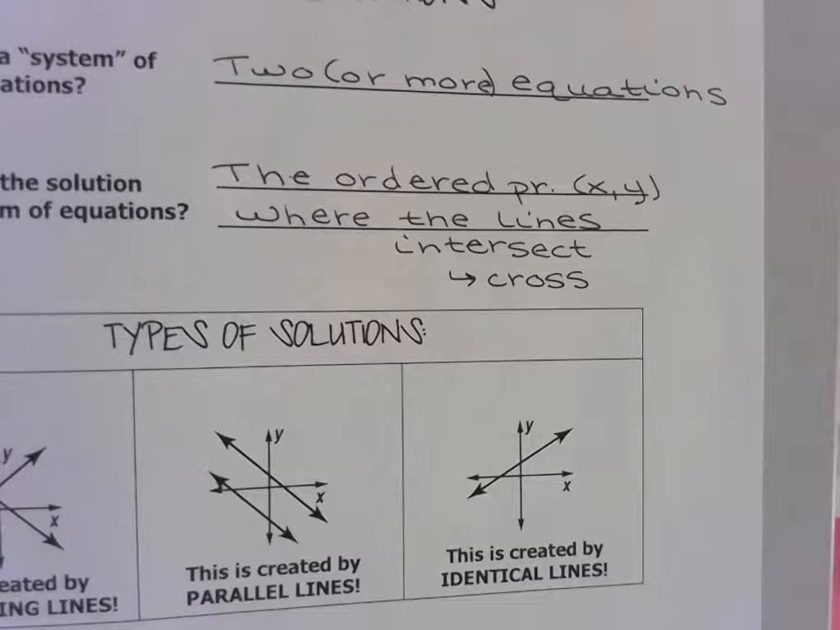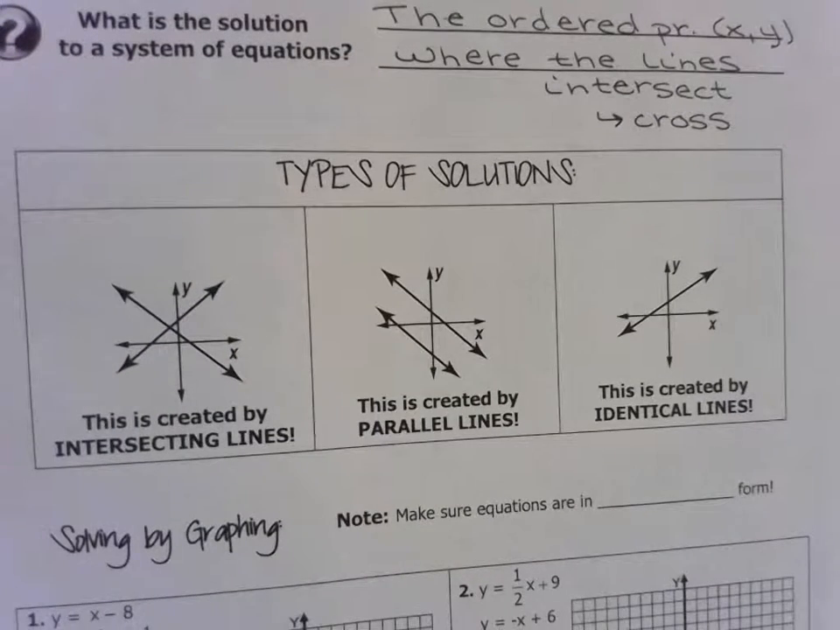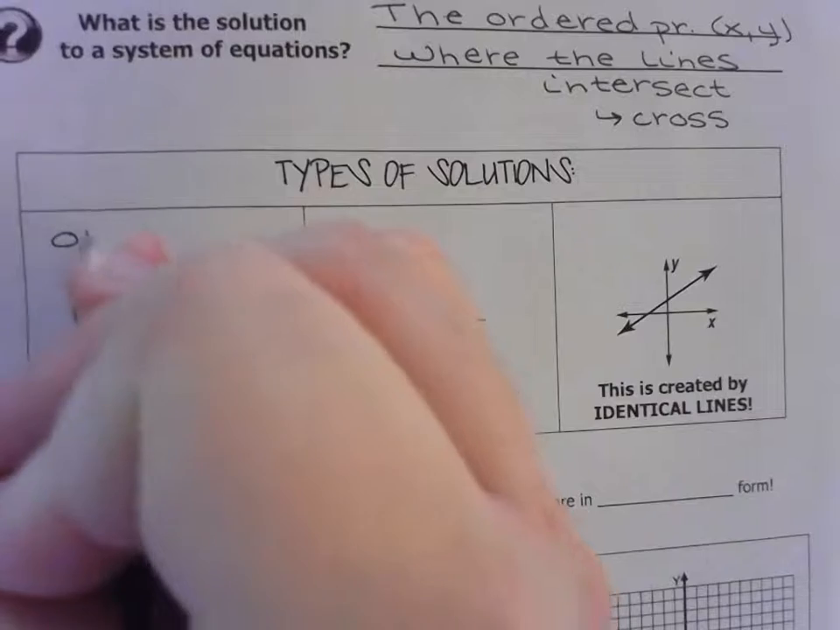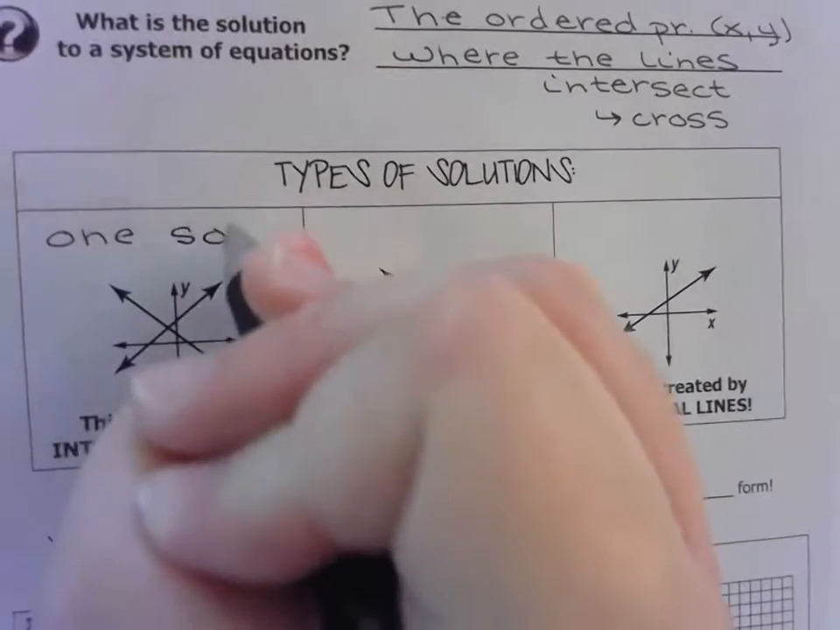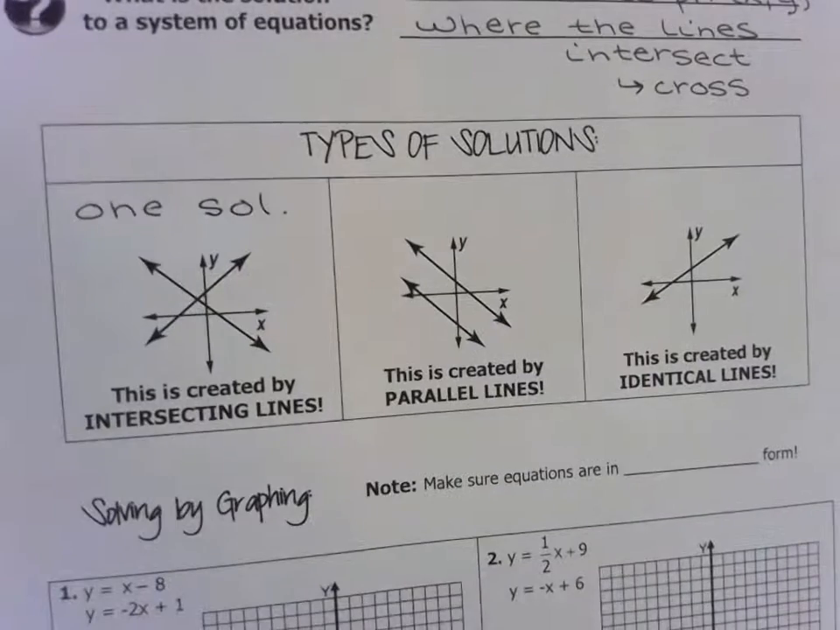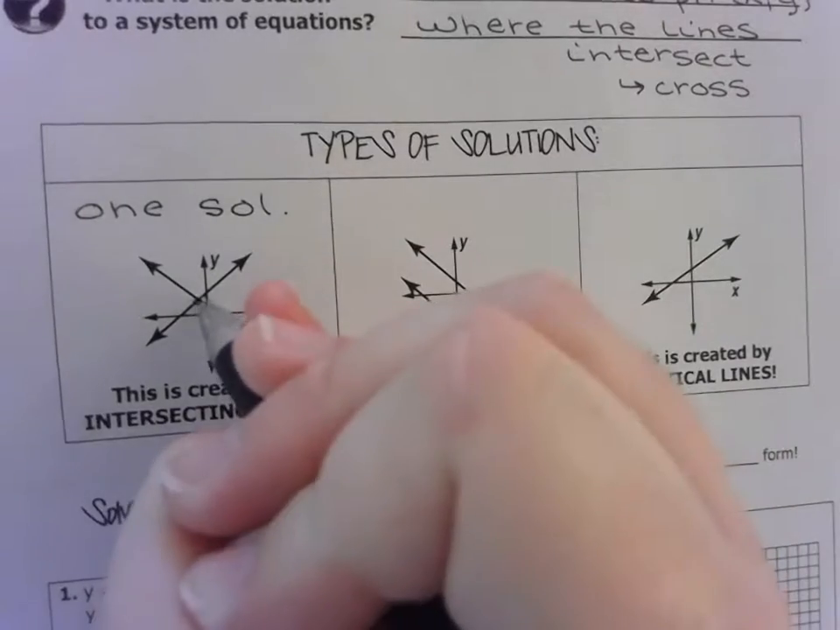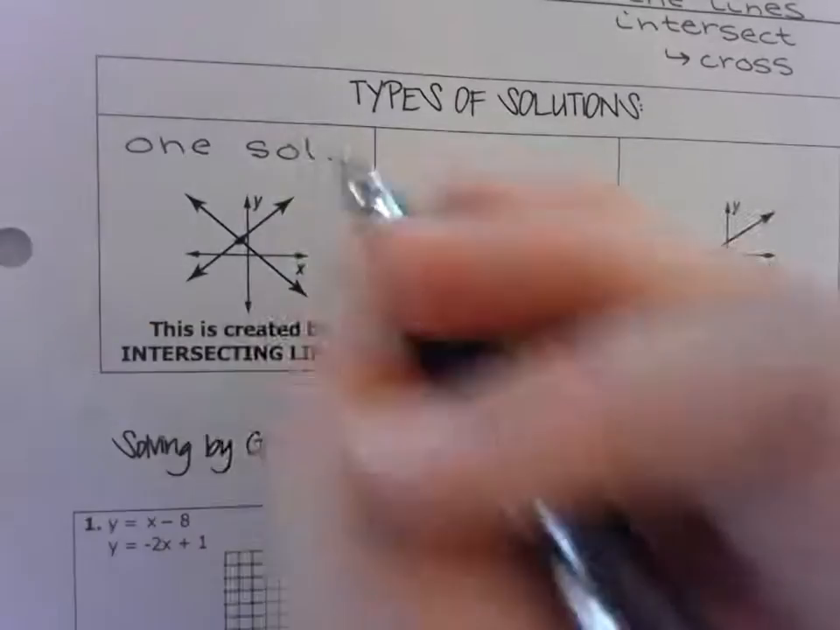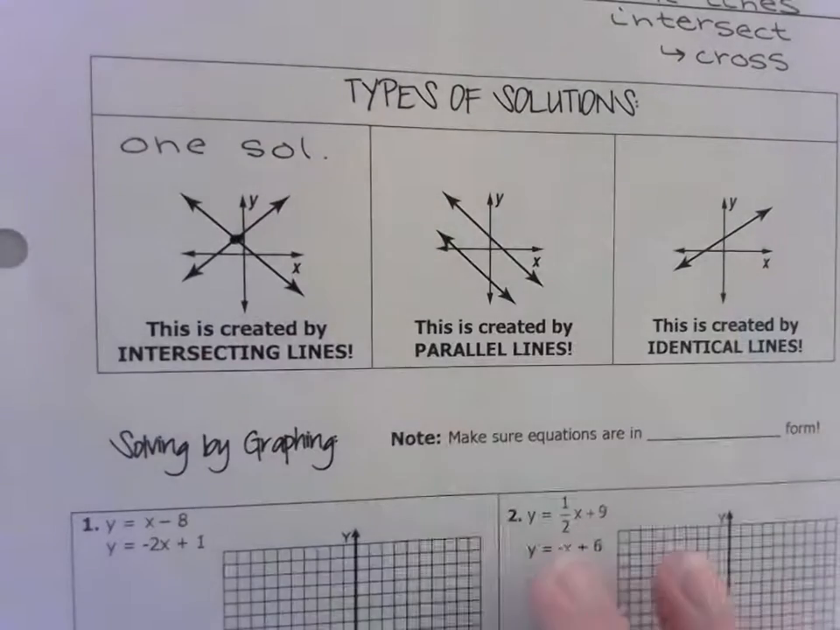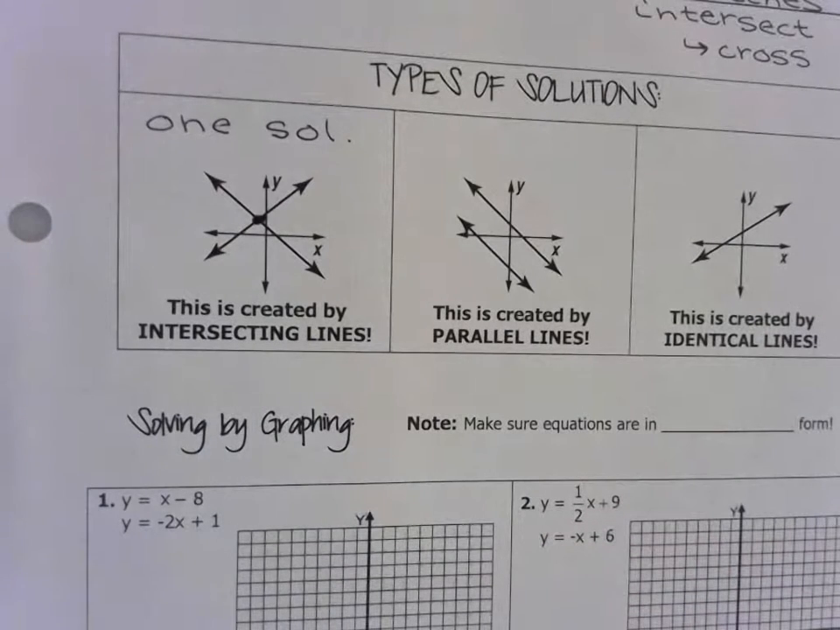Now there are 3 types of solutions I could get when I'm looking at a system. So I'm going to have 2 lines, and there are 3 types of solutions. The first one is one solution. This is probably the most common. If I get one solution, that means the lines intersect at one point. So this is created by intersecting lines. If 2 lines cross, they're going to cross at one point, and that is my solution.